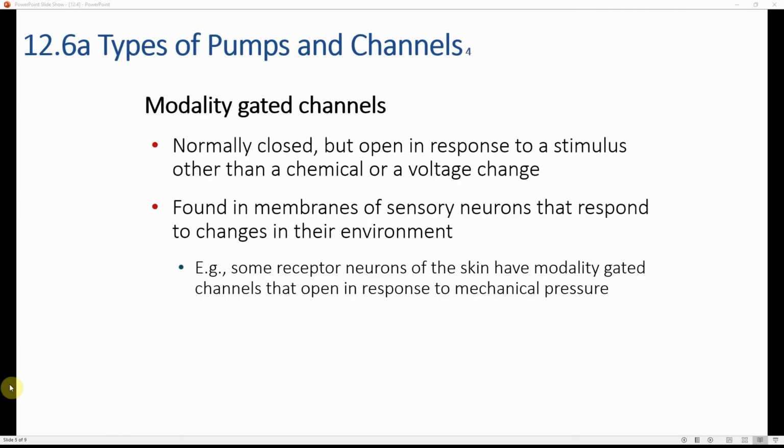Occasionally, in membranes of receptors in the peripheral nervous system, we'll have modality-gated channels. These are typically found in sensory neurons that respond to changes in the environment. For instance, we'll have some modality-gated channels that open in response to mechanical pressure. Do you remember that locker you had in junior high, where you would do the combination and the lock would stick and you would smash it with your fist and the lock would pop open? That's basically what these mechanically gated ion channels are. In their normal state, they're closed, but on mechanical deformation, they open up and then allow ions to flow down their concentration gradient.